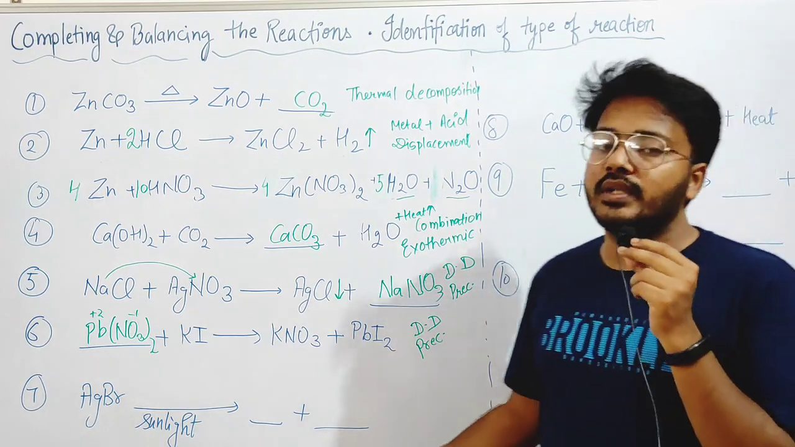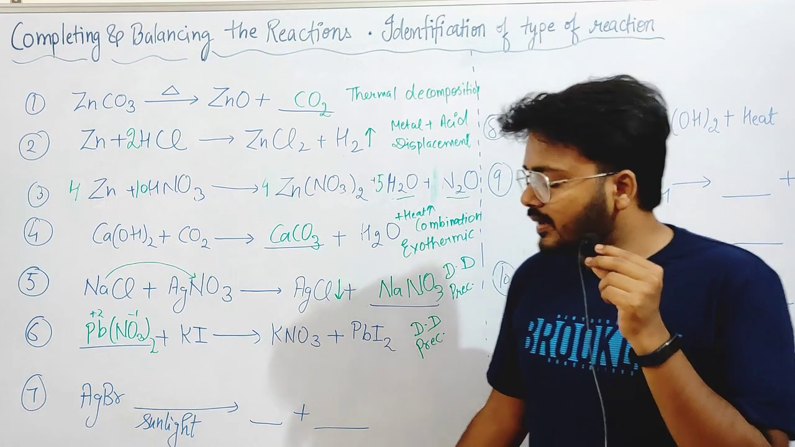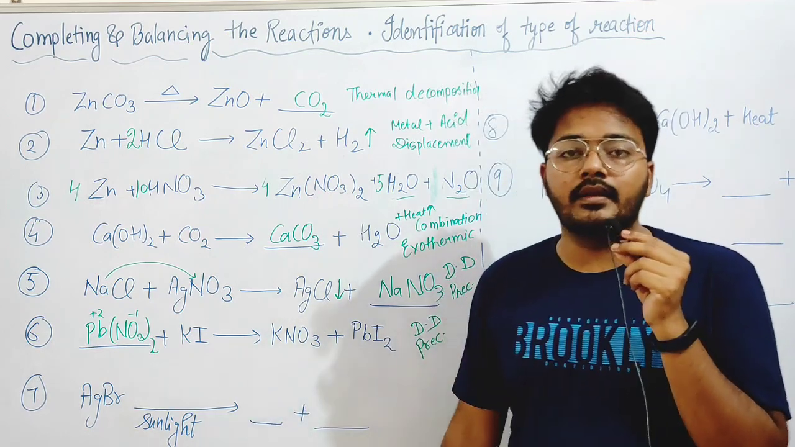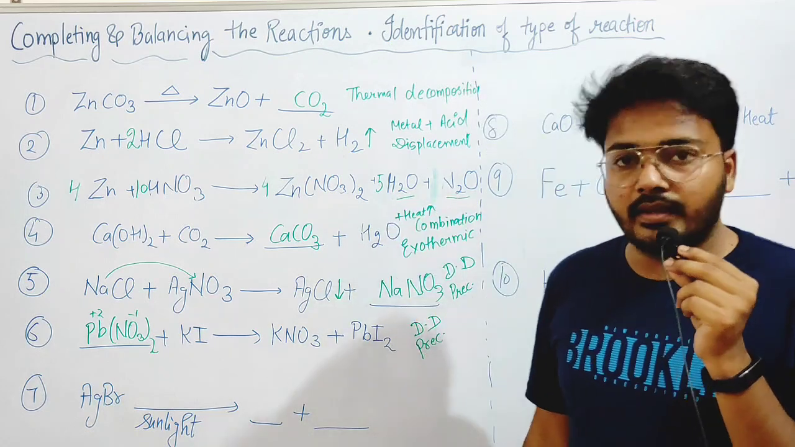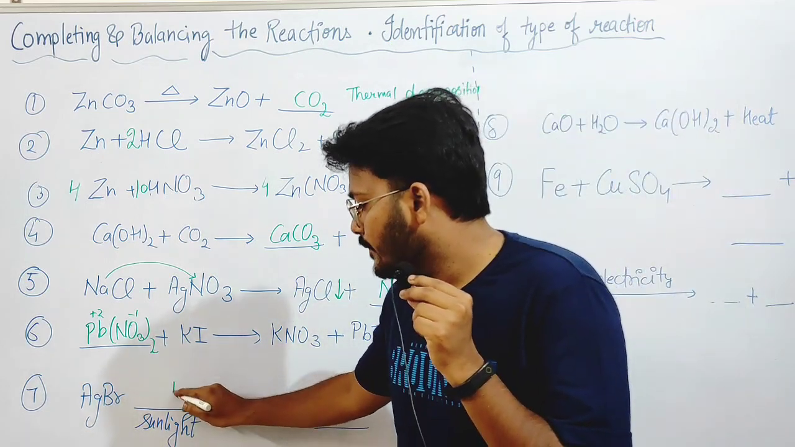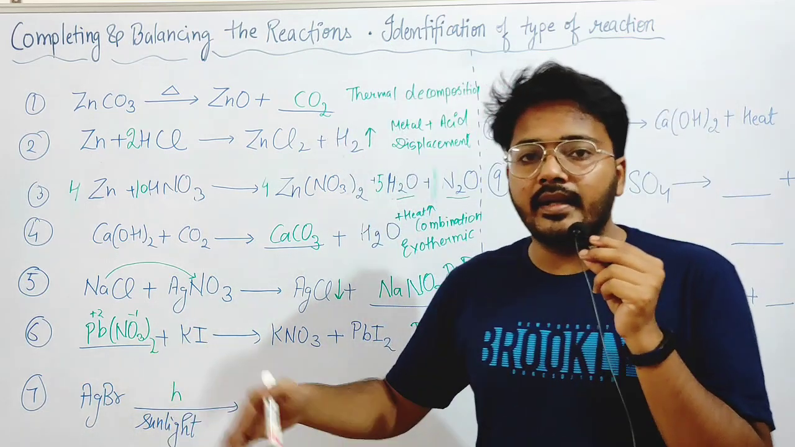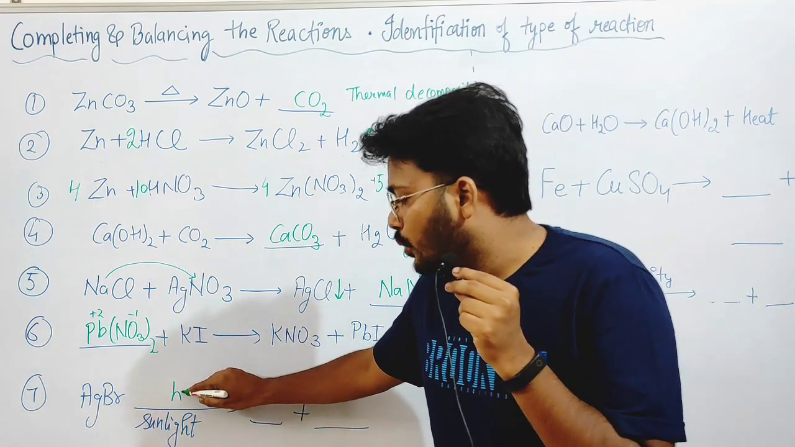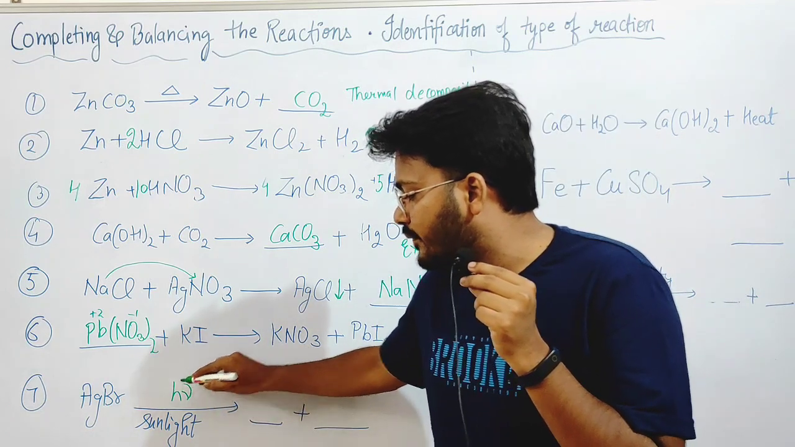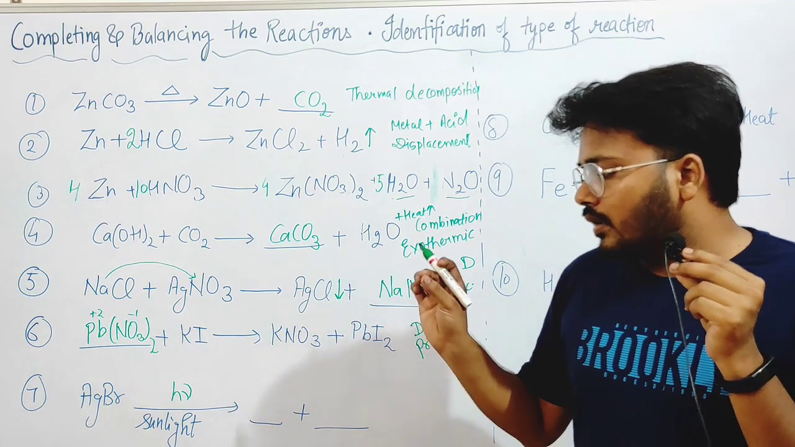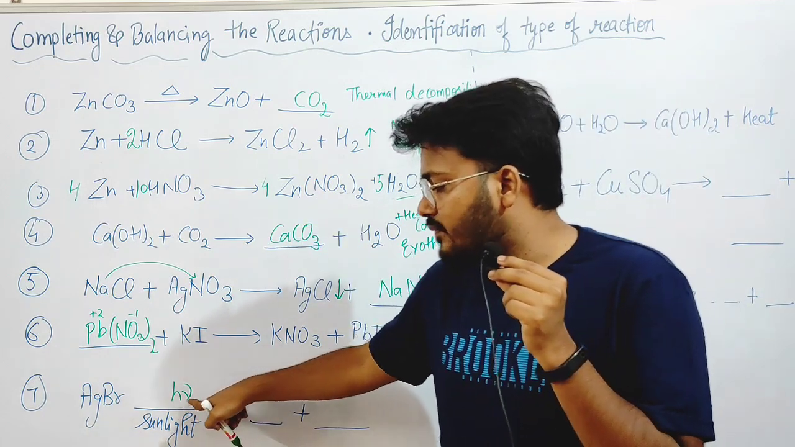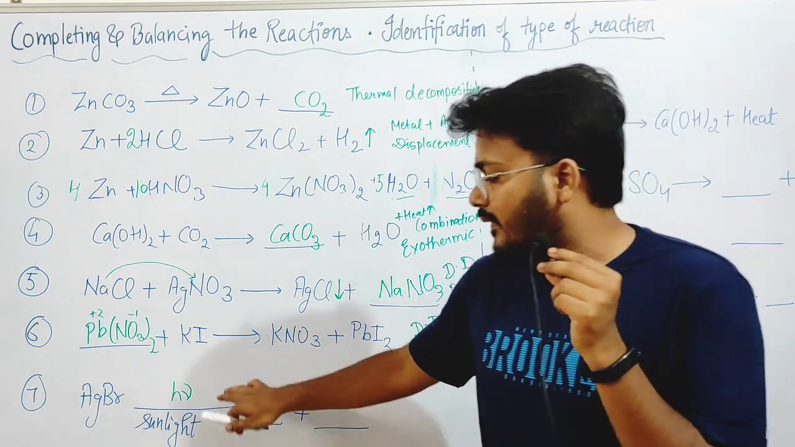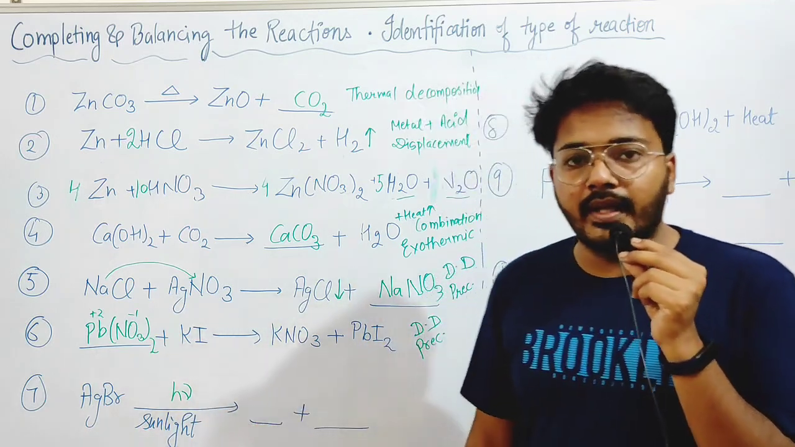This is a decomposition reaction. But here the condition written is sunlight. In the reaction, sometimes the symbol of sunlight is written, that is h nu. h is the letter h, and nu is very similar to the letter v, but the edges are slightly tilted. So this is not hv, this is h nu. This is the symbol of sunlight.